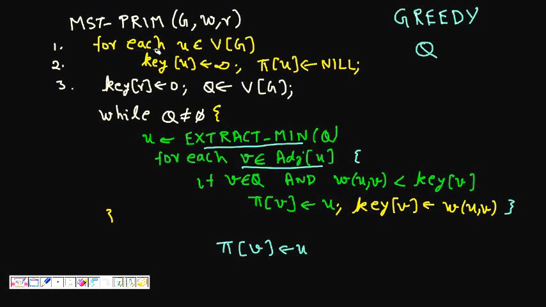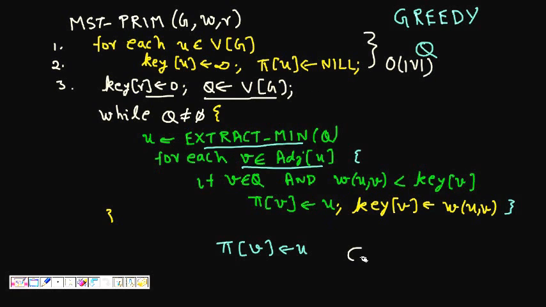So this line, for each u belonging to V of G, is the initialization part. It can be done in O of mod V time, because we have V vertices. So we assign key of that and parent of that to be nil. Then key of R is 0, which can be done in constant time. Then Q of V[G] is Q, we put all the vertices of the graph in the min heap.